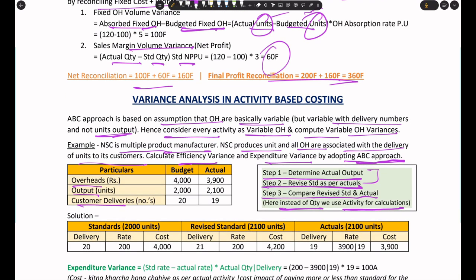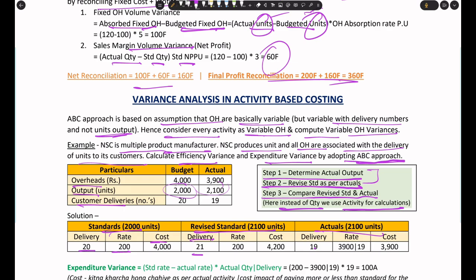The solution: standard is 2000, the budget. Then the revised standard is 2100, and actual is also 2100. Delivery is 20, rate is 200. How is 200 calculated? I guess this is given, not calculated. They have not given it in the question, but it must be given. And cost is 4000. And delivery 21, how? This is based on this.